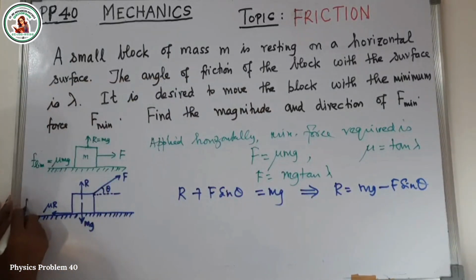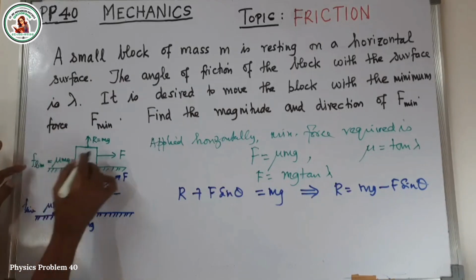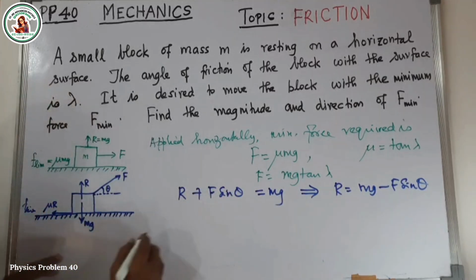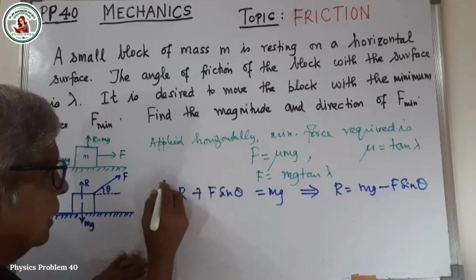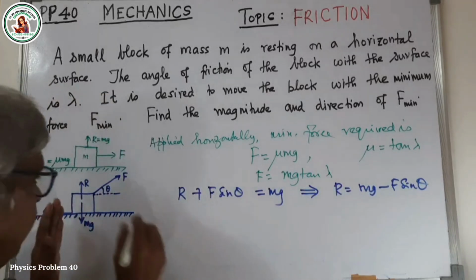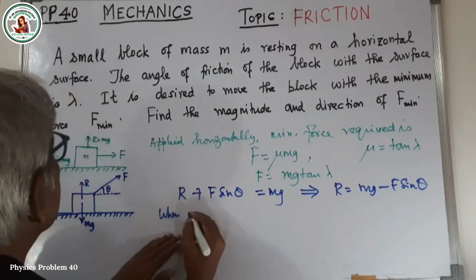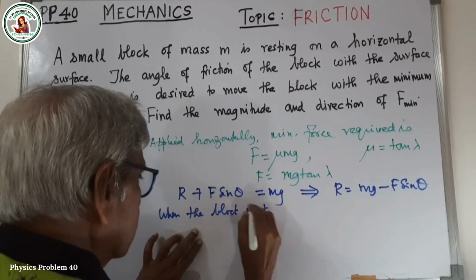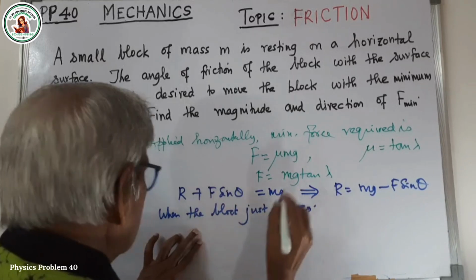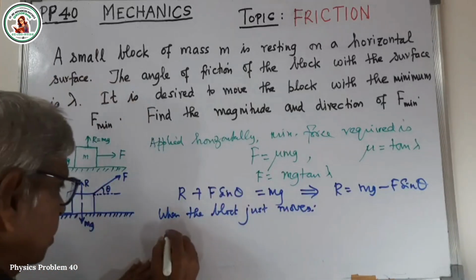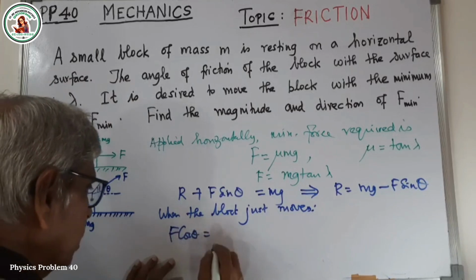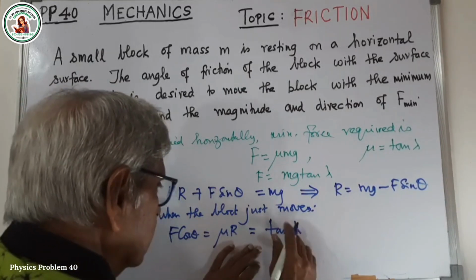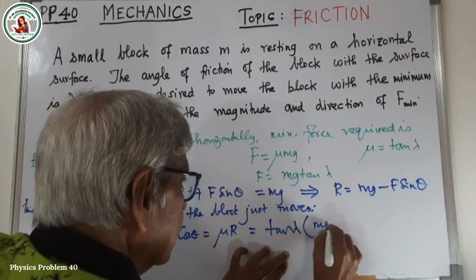Limiting friction is F limit, mu into R. Earlier it was just mu mg, now mu into R will be different, R is this. What I have written is for the vertical equilibrium. When the block just moves, the horizontal equation is F cos theta must be equal to mu R. F cos theta equals mu R, where mu is tan lambda, and R is mg minus F sin theta.